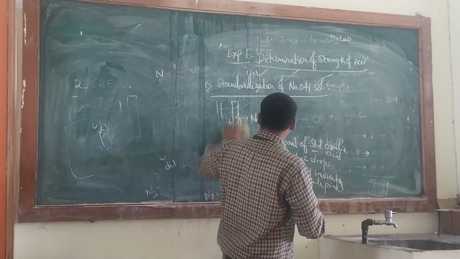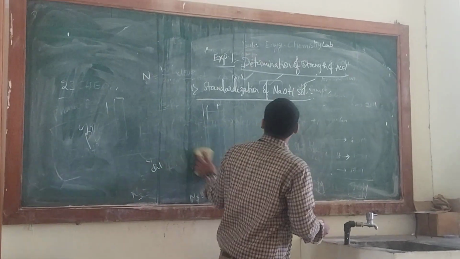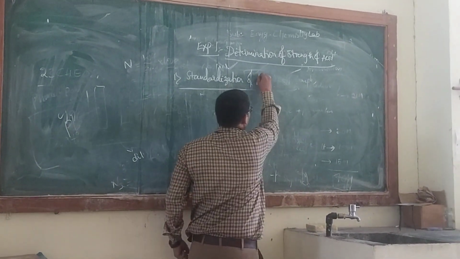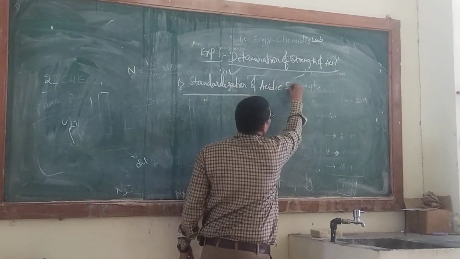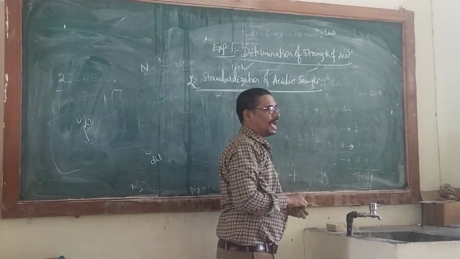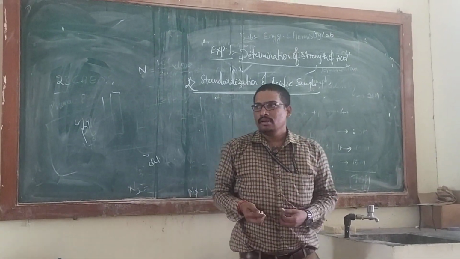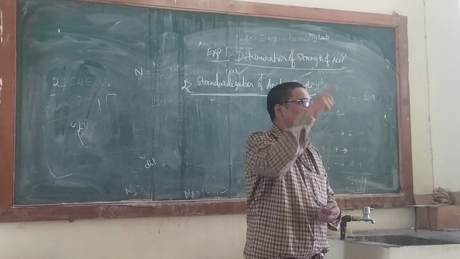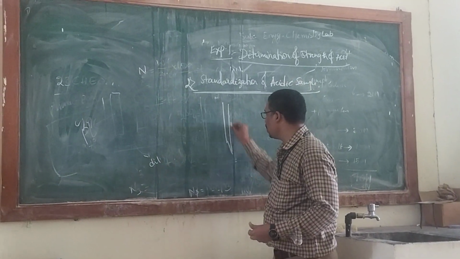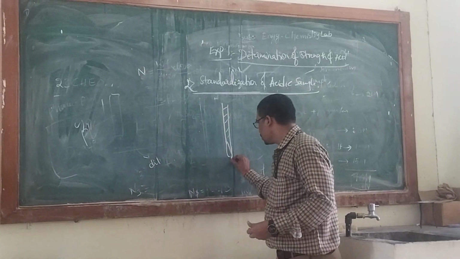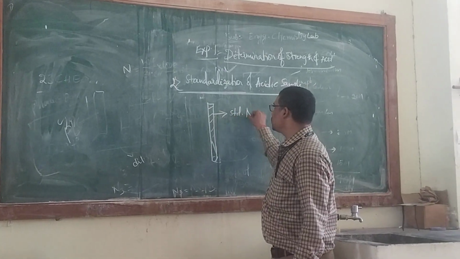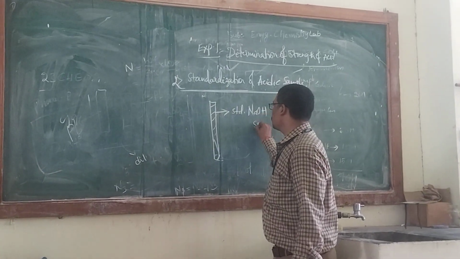What is the second step of the titration? Yes, it is called standardization of acid sample. In the second step, that is called acid sample, we know very well, again we have to refill the burette using standard NaOH solution. Now the burette solution is called as what solution? It is called standard NaOH solution.